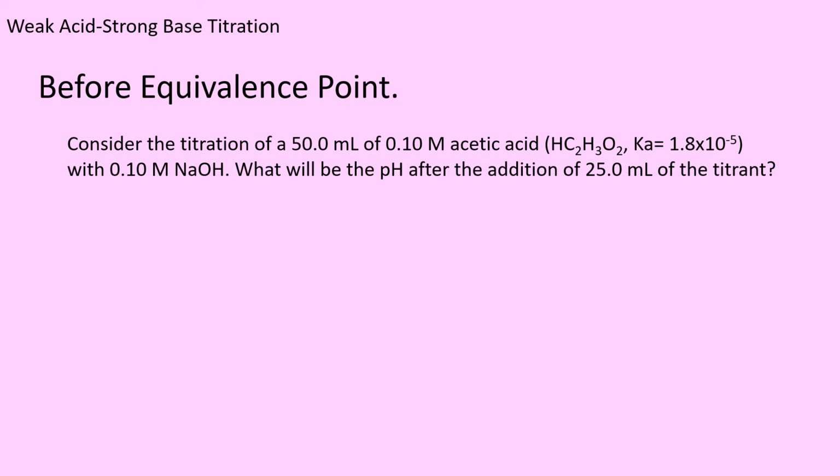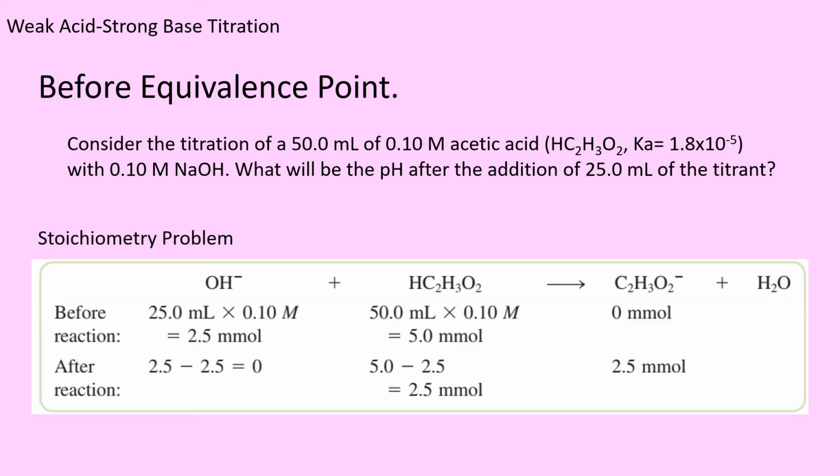Now, before the equivalence point, what will be the pH after the addition of 25 ml of the titrant? Let us begin solving the first part, which is the stoichiometry problem. The reaction is set up like this because the strong base hydroxide ion will react with the strongest proton donor, which in this case is acetic acid as our weak acid. Before the reaction, what we have is 2.5 millimoles of hydroxide ion and 5 millimoles of acetic acid. After the reaction, we will be subtracting. So what we will have left, or the major species that will remain after the reaction before the equivalence point, is 2.5 millimoles of acetic acid and 2.5 millimoles of acetate ion. So the hydroxide ion has been completely reacted or neutralized with the acetic acid.